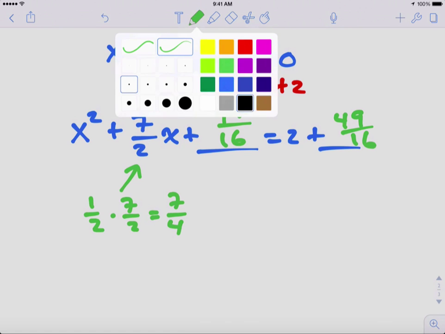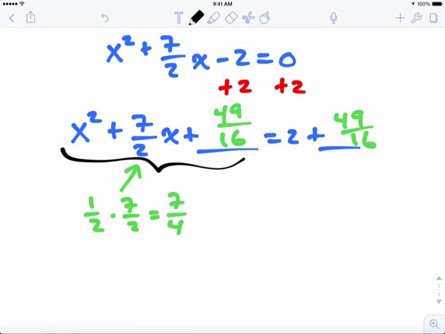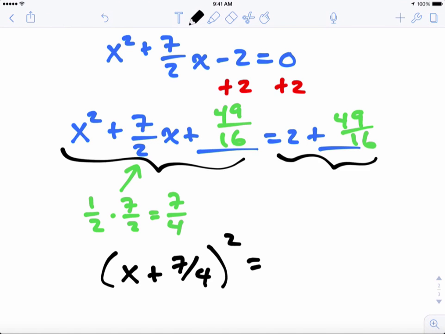All right, the left-hand side, not so bad. We have a perfect square trinomial here. I hope you know that that is going to be x plus 7 fourths quantity squared. Just all we did was complete the square here. Here we're going to want to write this as one fraction.